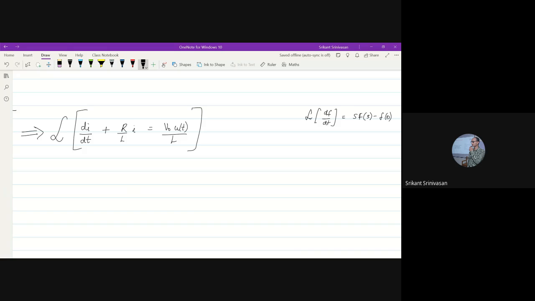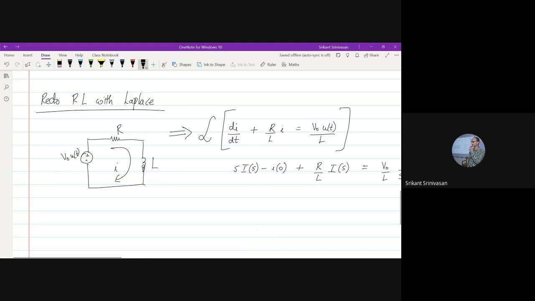Di by dt becomes s I of s minus I of 0 plus R over L I of s is equal to V naught over L. And what is the Laplace transform of u of t? One upon s. Okay, so this has become our equation in the Laplace domain.